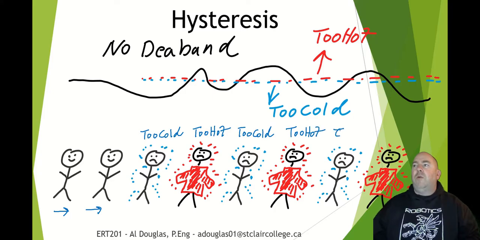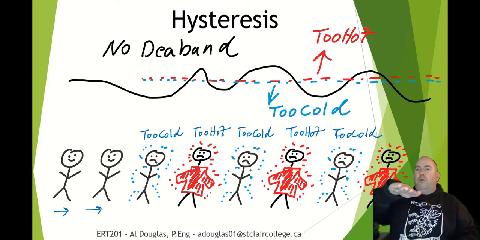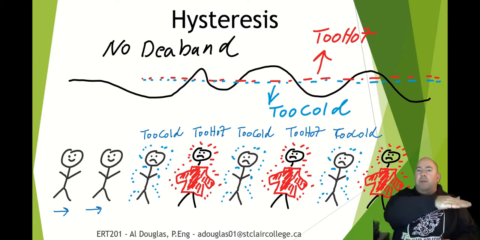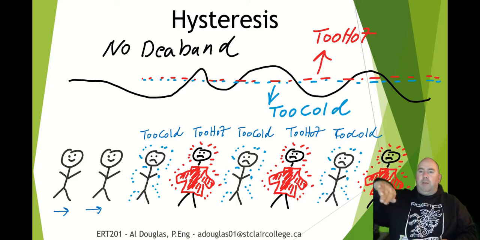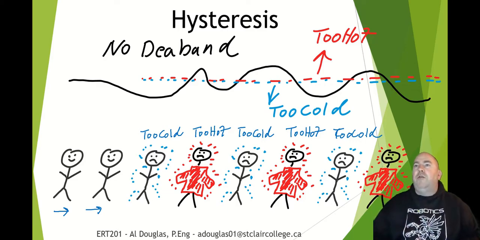Now we're too cold. And we just keep on oscillating back and forth like that. So what we get, instead of a nice smooth line like that, where we can kind of ride in that comfort zone, here we're moving like that. So we never get a good comfort zone. And the reason we have that is because there basically is no dead band in here.